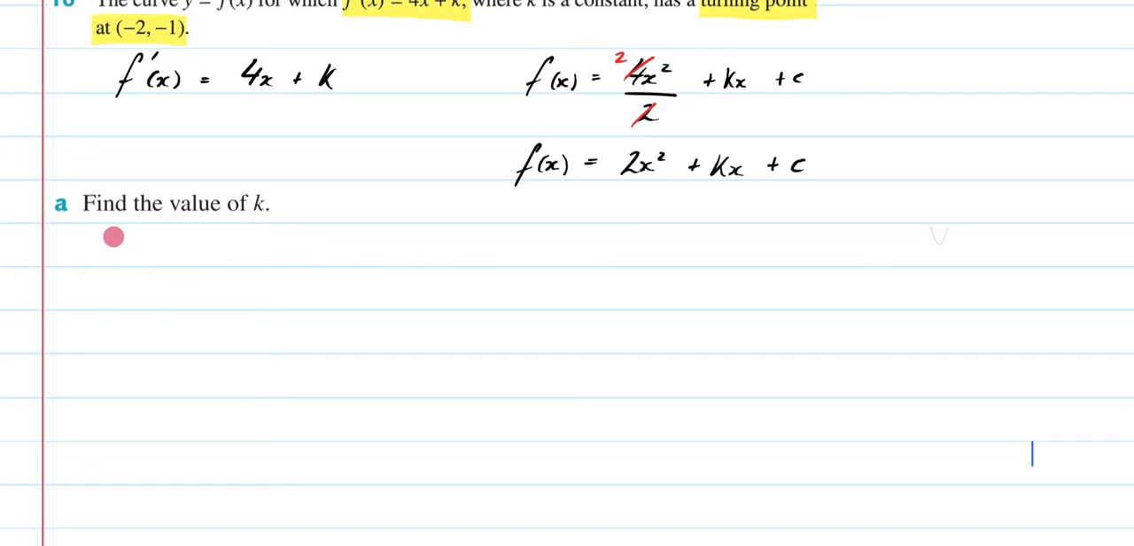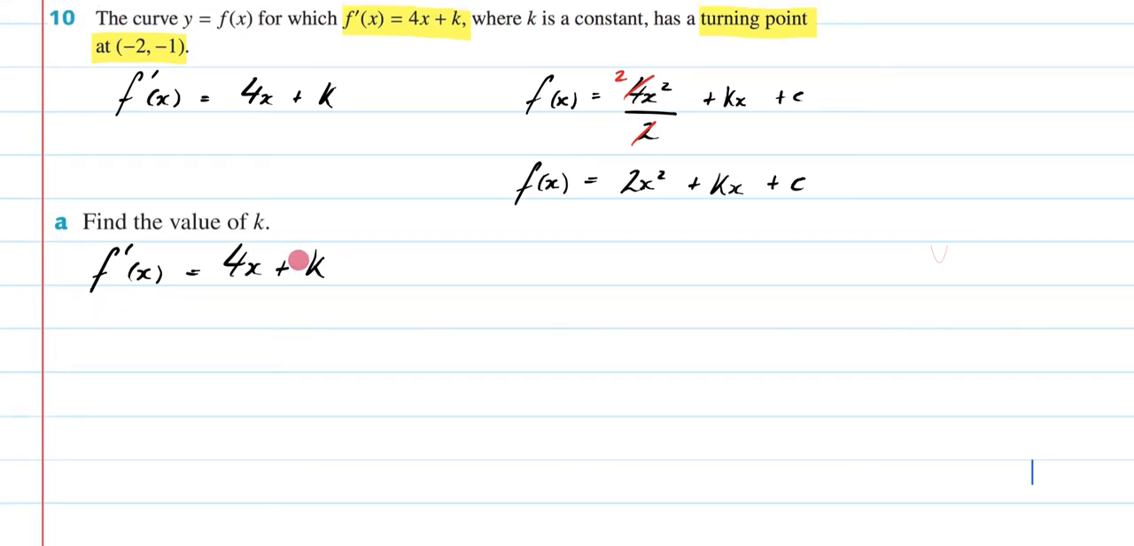So the value of k is going to be most easily found when dealing with the derivative. So the derivative is 4x plus k. Now, in order to find k, we're going to have to sub in another point. In the question, are we given another point? Well, we are. We're told that the turning point occurs at -2, -1.